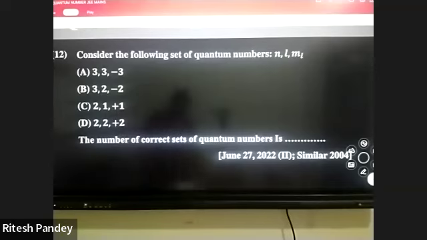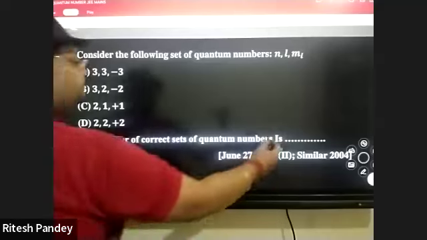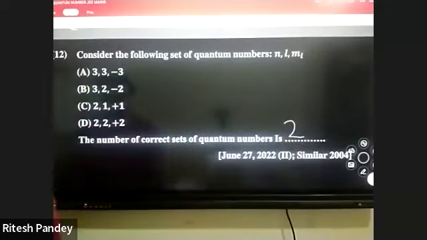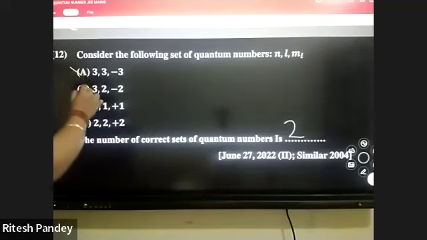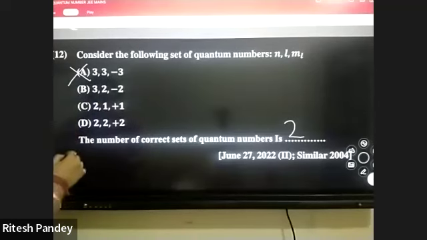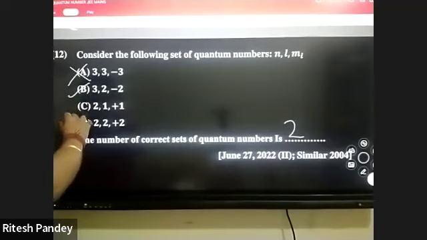The number of correct sets of quantum numbers is 2, and which 2? B and C. A and C. D and C.